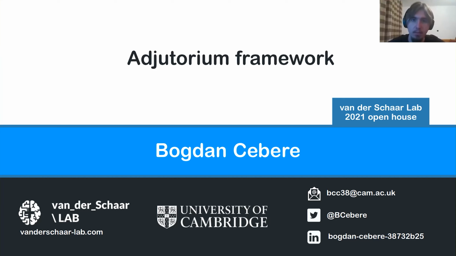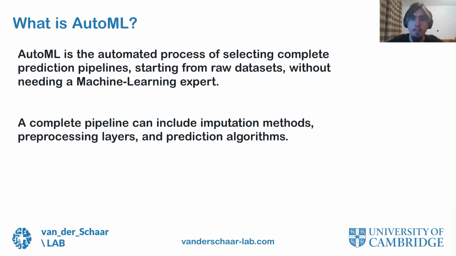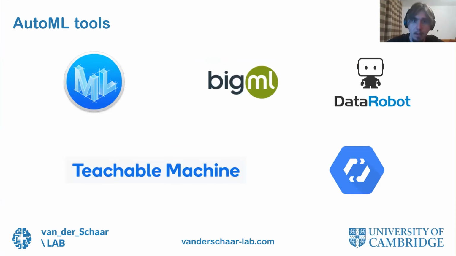In this presentation, I will talk about the Adjutorium framework, an AutoML tool for static data. But first, let's do a short recap of the terminology. AutoML is the process of applying machine learning models to real-world problems without any special expertise in the field. The main goal is to empower anybody to use ML, giving access to a wide range of algorithms. And the offer in the AutoML field is quite rich, with a lot of options to choose from.